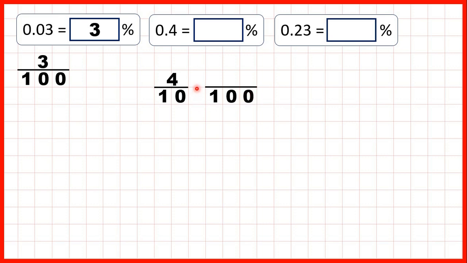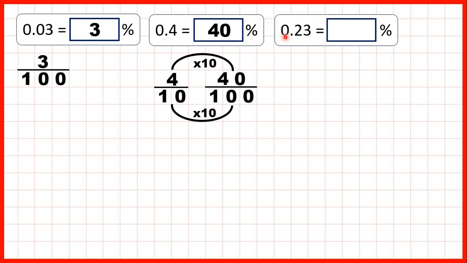We can use multiplication to find equivalent fractions. 10 times 10 is 100, and what we do to the denominator, we do to the numerator as well, and 4 times 10 is 40. So, because 0.4 or 4 tenths is equivalent to 40 hundredths, that's the same as 40%.